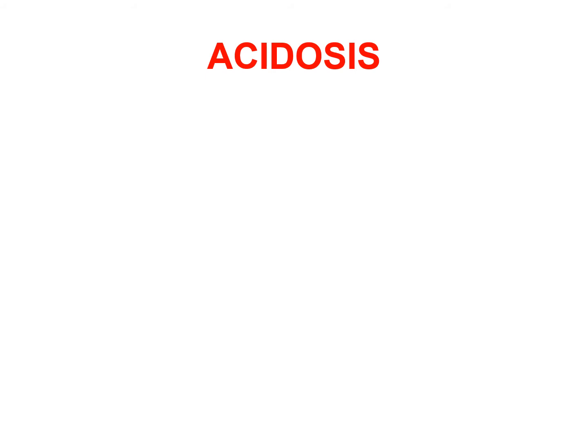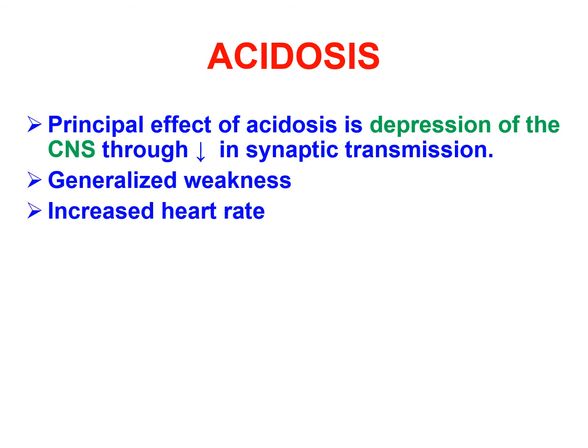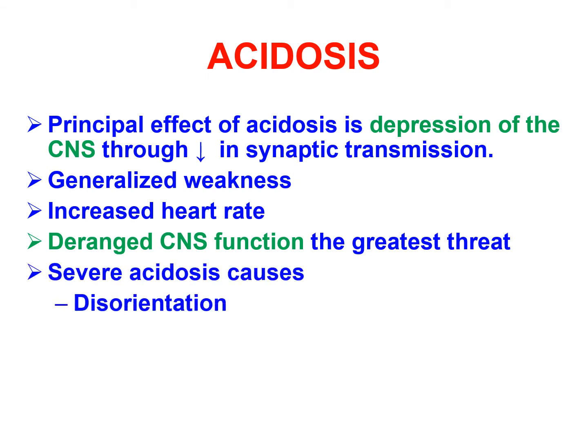Let's now begin to understand the major acid-base disturbances, acidosis and alkalosis. First of all, acidosis. Acidosis is a lowering in pH of the serum. The principal effect of acidosis is depression of the CNS through decrease in synaptic transmission. It causes generalized weakness and increased heart rate. Deranged CNS function becomes the greatest threat in acidosis. Severe acidosis causes disorientation, coma, and eventually death.